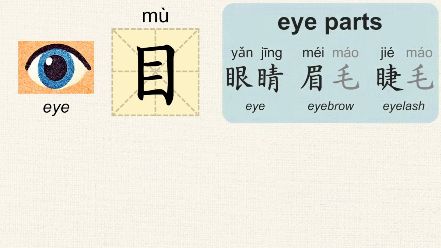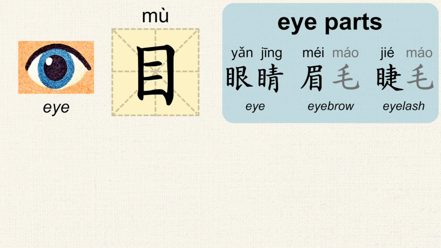It occurs in different eye parts like yanjing, which also just means eye, but also in meimao for eyebrow and in jiemao for eyelash. Note that mei already means eyebrow on its own, but many Chinese words sound more natural as a two-character combination. In this case, mao, which means hair, just emphasizes the meaning, but since it doesn't contain the radical in question, I will show it as grayed out.